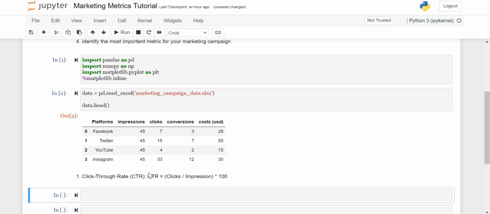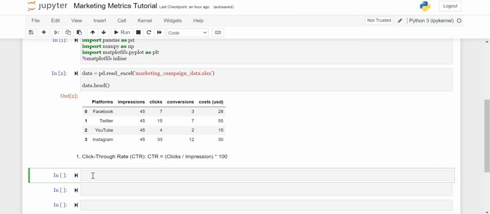And what does it mean actually? What does click-through rate actually mean? CTR measures the effectiveness of your advert in terms of getting people to click on it after seeing your advert. It is expressed as a percentage, and a higher CTR generally indicates that your advert is compelling and relevant to your target audience. So basically that is the meaning and interpretation of CTR.